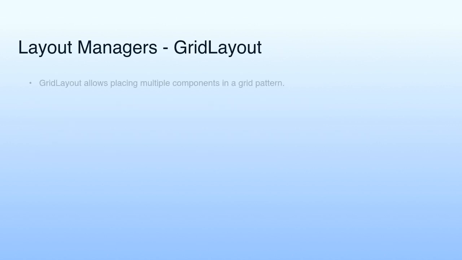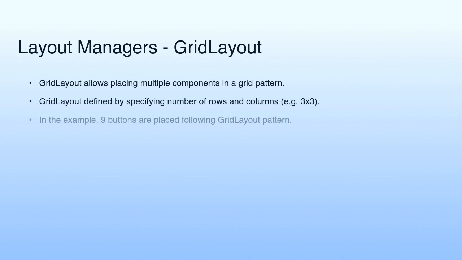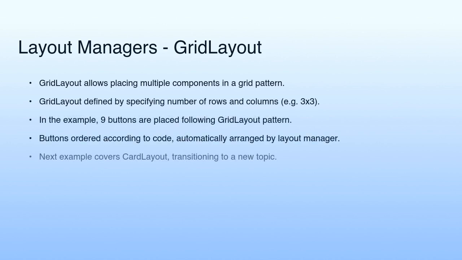The grid layout is defined by specifying the number of rows and columns, such as 3x3. In the example, 9 buttons are placed following the grid layout pattern. The buttons are ordered according to the code and automatically arranged by the layout manager. The next example covers card layout, transitioning to a new topic.